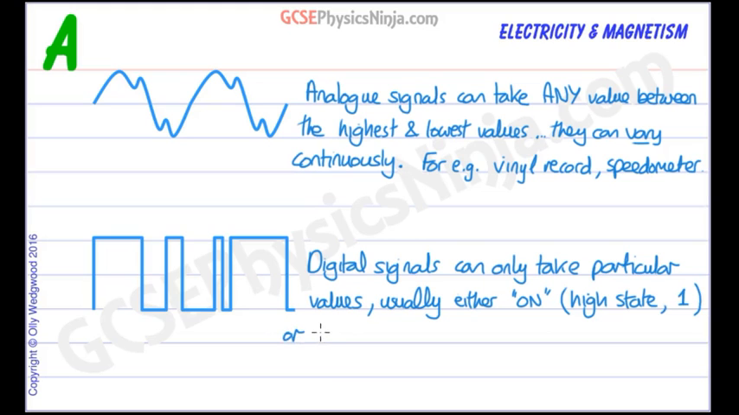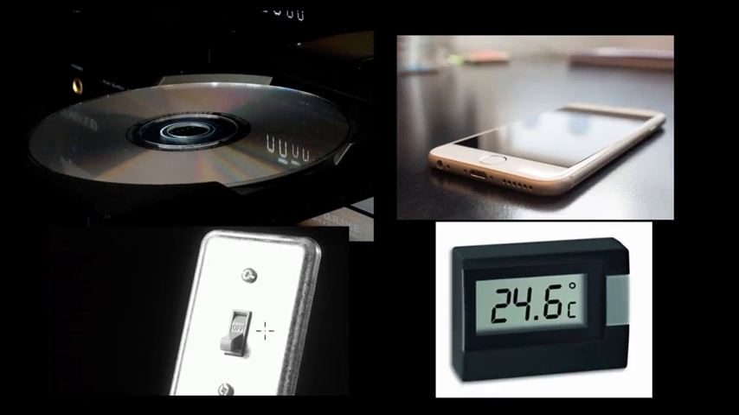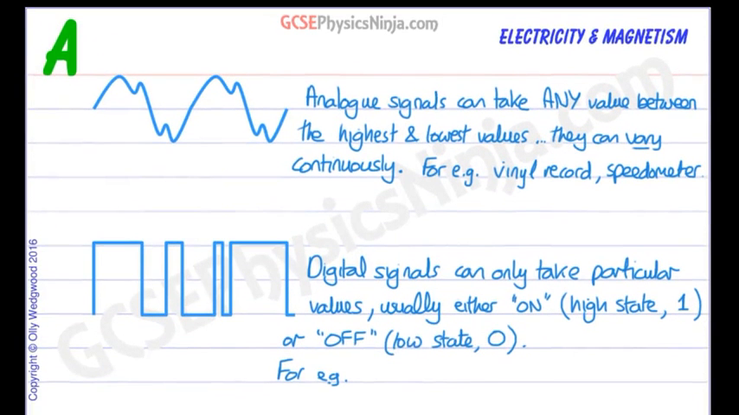Or off, which is thought of as a low state, or a 0. So that could be 0 voltage, for example. And some examples, well, what did we look at down here? We can choose a CD, a light switch. Those are good examples. A CD, a light switch, computer, and so on. So that's the difference between analog and digital signals.